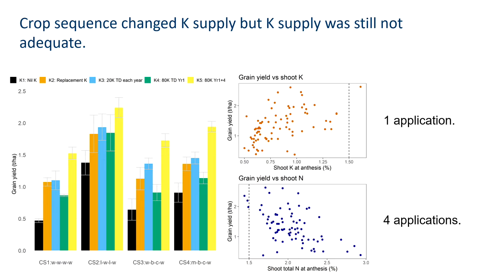When we look at the stats, there wasn't actually an interaction here. So crop sequence hasn't changed the order of those treatments, but it has changed the magnitude. So if you compare, say, the lupin wheat rotation to the continuous wheat, there's clearly a step up in terms of grain yield.